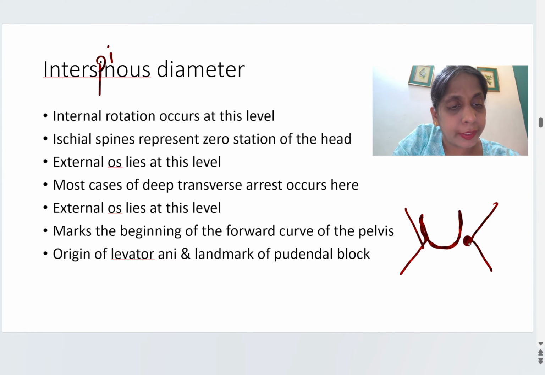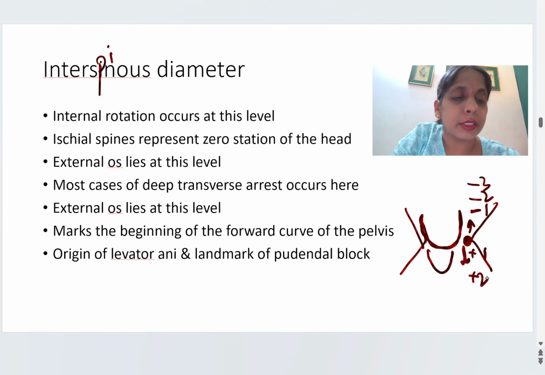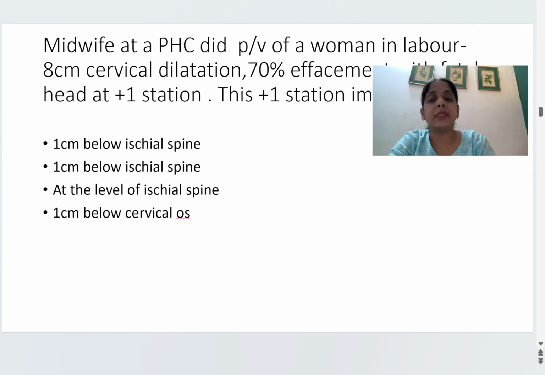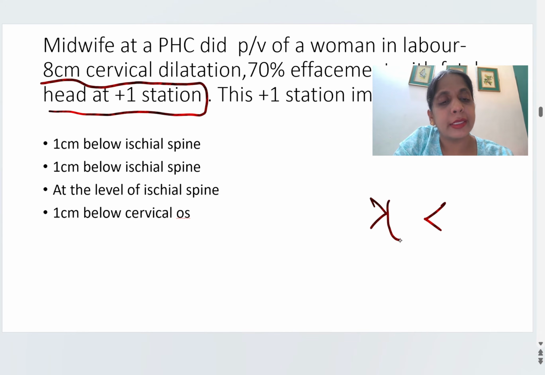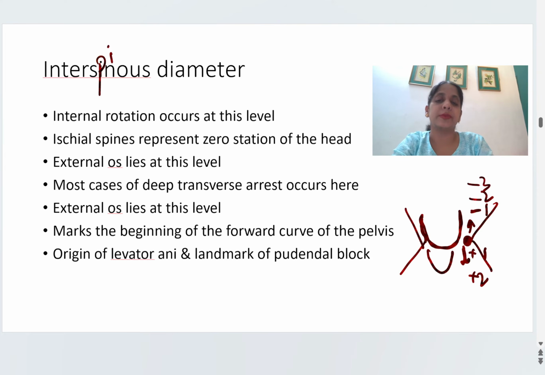We mark the ischial spine as 0. Above it are -1, -2, depending on how many centimeters it is above, and downward are +1, +2. If the head is here, we will say it is at +1, +2. So the midwife writes it as head at +1 station. It means it is below the ischial spine. The head is somewhat like here, 1 centimeter below. So the answer is 1 centimeter below the ischial spine.